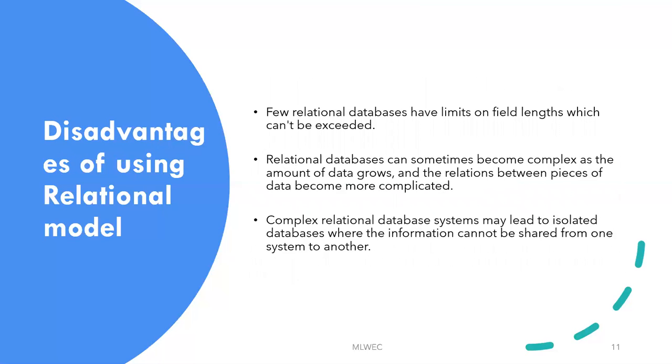And the disadvantages of using the relational model. Normally, if many tables are added and we are relating table to table, then it becomes somewhat complex. As the amount of data grows, the relations between pieces of data become more complicated. Complex relational database systems may lead to isolated databases where information cannot be shared from one system to another system. This is also a disadvantage of the relational model.